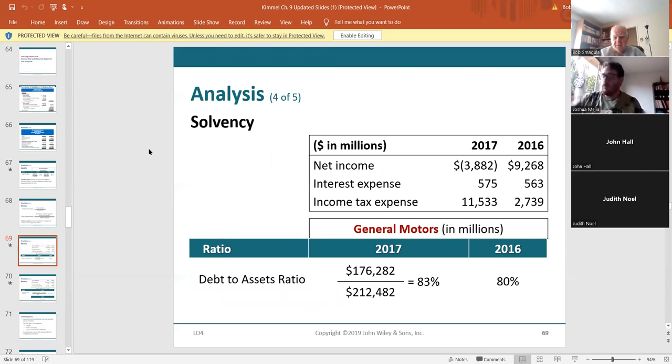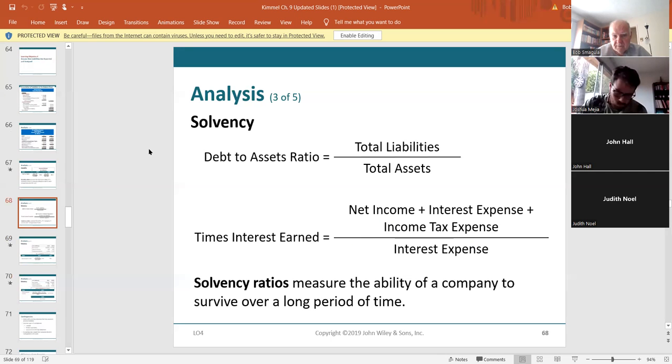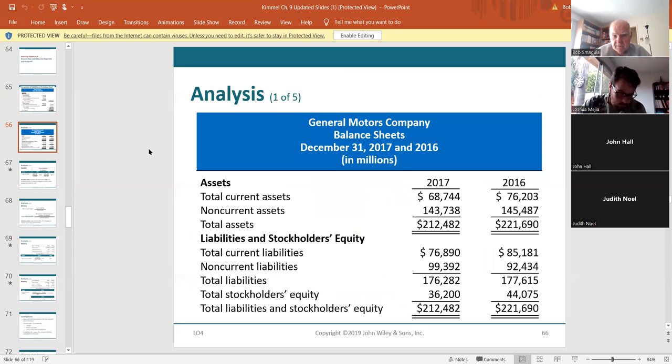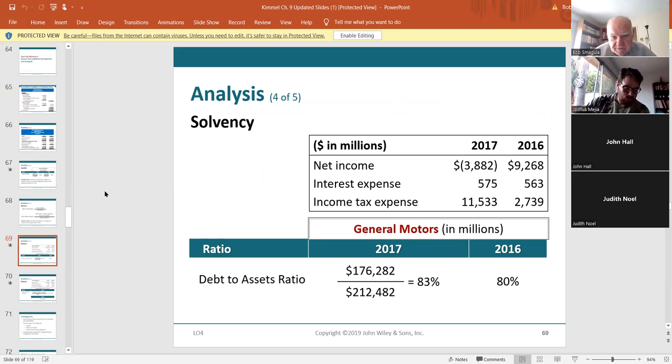Here we go, debt to assets. The debt, 176,682. Let me see if they're using the numbers up here. Yeah, see it right here? 176,682 is the amount of total liabilities, total assets of 212. Just dividing those out, you get 83%. So they financed their assets to the tune of about 83% debt. That might be a high number for some companies. It might be a low number for others. Depends on your situation, depends on your industry, the expectations.